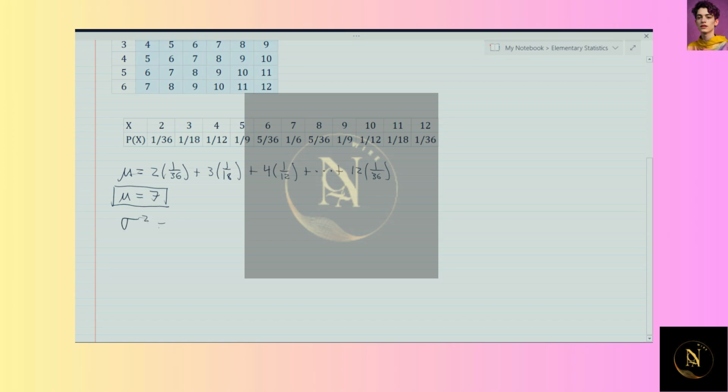We can grab our variance as well. That's going to be 2 squared times 1 over 36 plus 3 squared times 1 over 18 plus 4 squared times 1 over 12. Once again, I'll skip to the end here, plus 12 squared times 1 over 36. And don't forget to subtract off 7 squared. So we'll get a variance of 5.833 repeating.